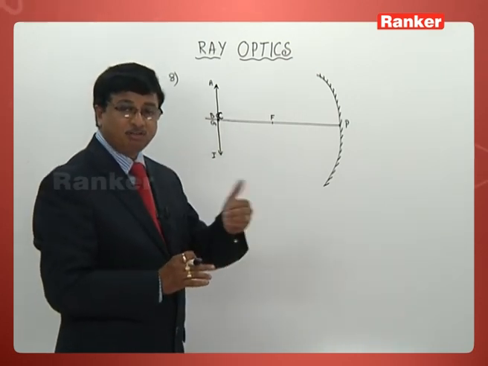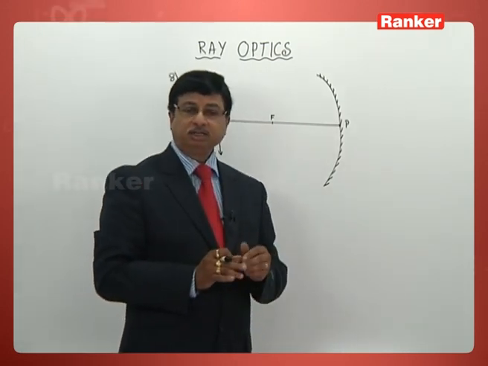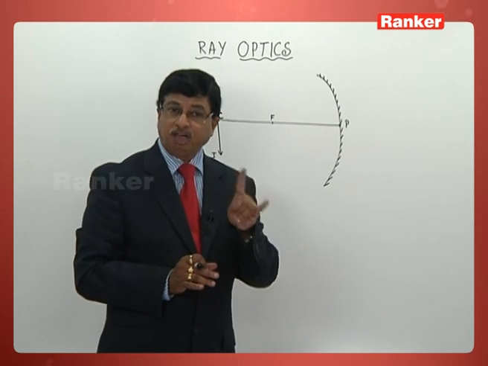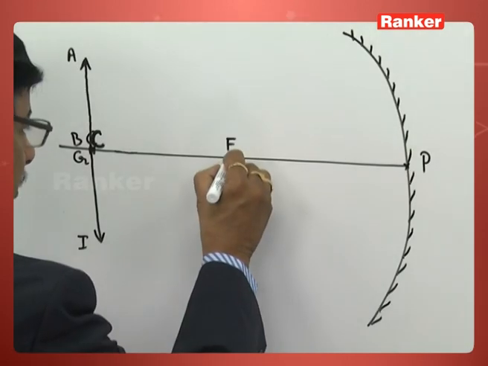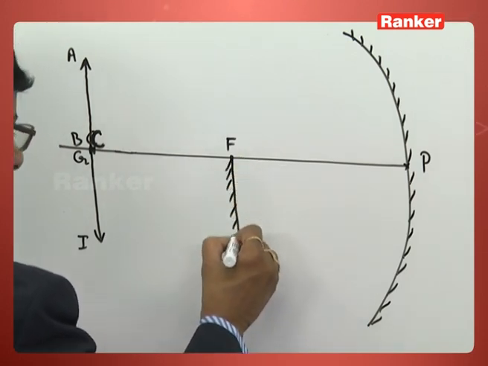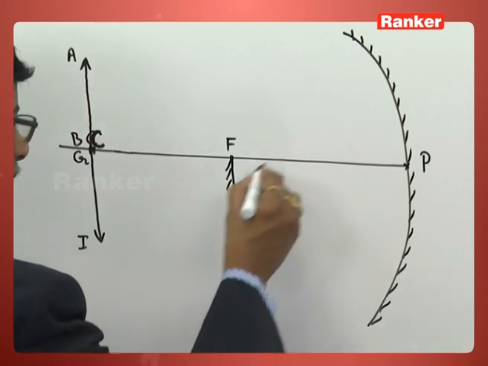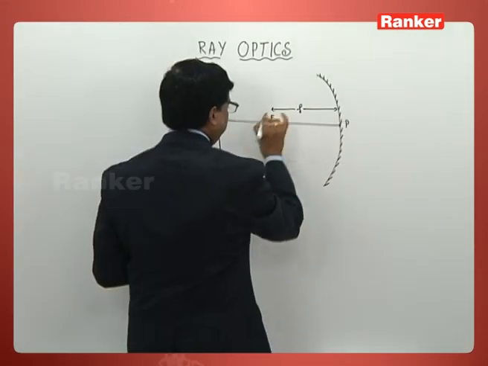But what is he giving now? A plane mirror is placed at a distance f from the concave mirror. That means the plane mirror is here. This is the one what we people are getting. At what distance it is being placed? At a distance f it is being placed.